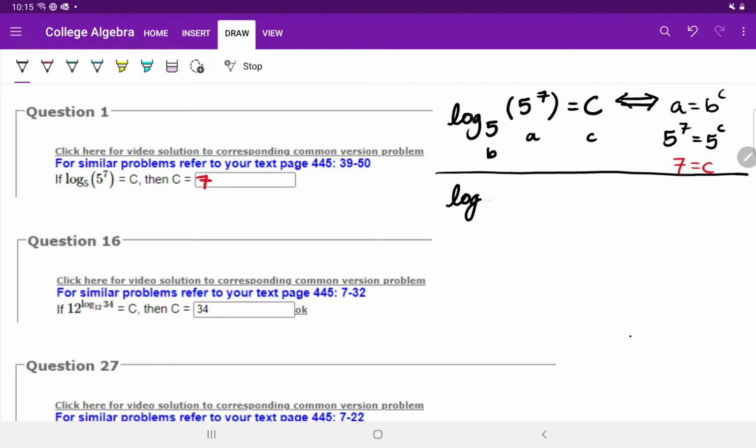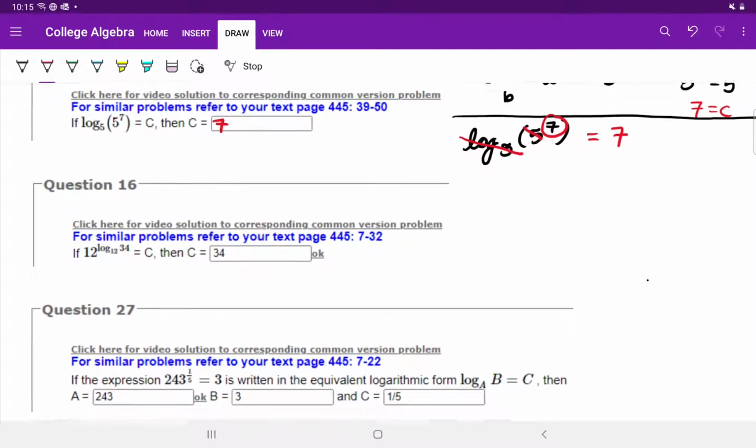That was kind of the long route to think about this problem, converting it, but we also just learned a shortcut. Log base 5 of 5 to the 7th. This log base 5 and this base 5 cancel each other out because logarithms and exponents are inverses of each other, essentially just leaving us with a 7. So c here would be 7. Shortcut way, long way, arrive at the same answer. Something very similar is going to happen in question 16.